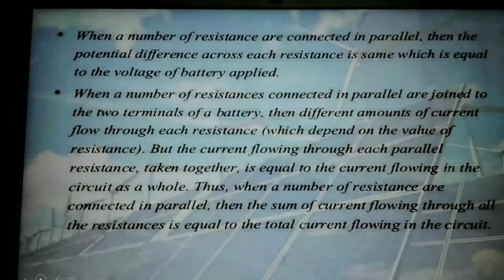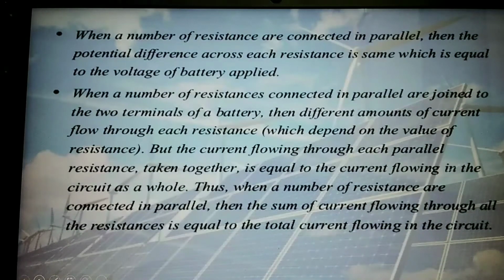When a number of resistances are connected in parallel, the potential difference across each resistance is the same, which is equal to the voltage of the battery applied. When a number of resistances are connected in parallel, or joined to the two terminals of a battery, different amounts of current flow through each resistance, which depend on the value of the resistance.